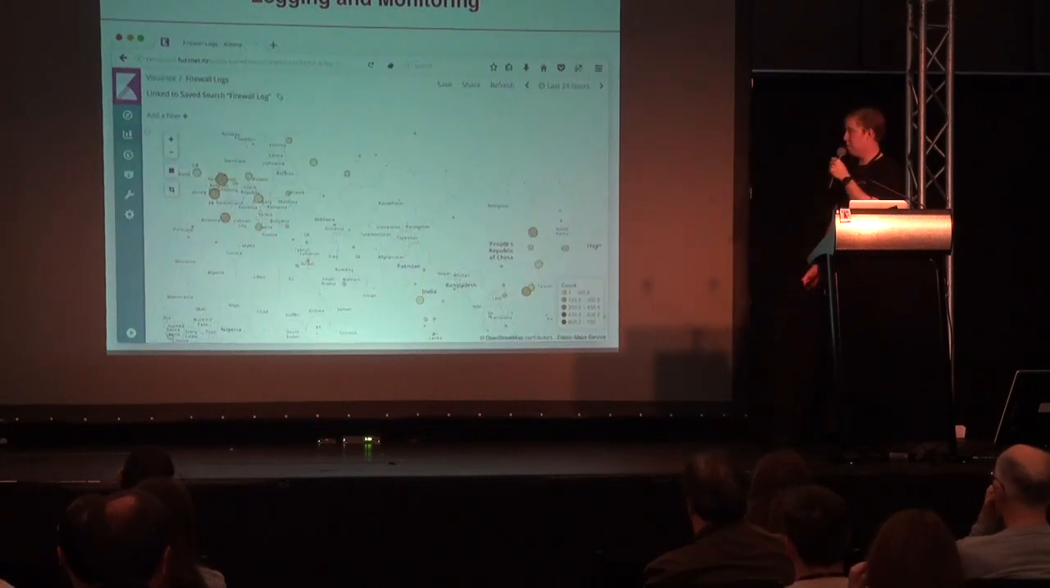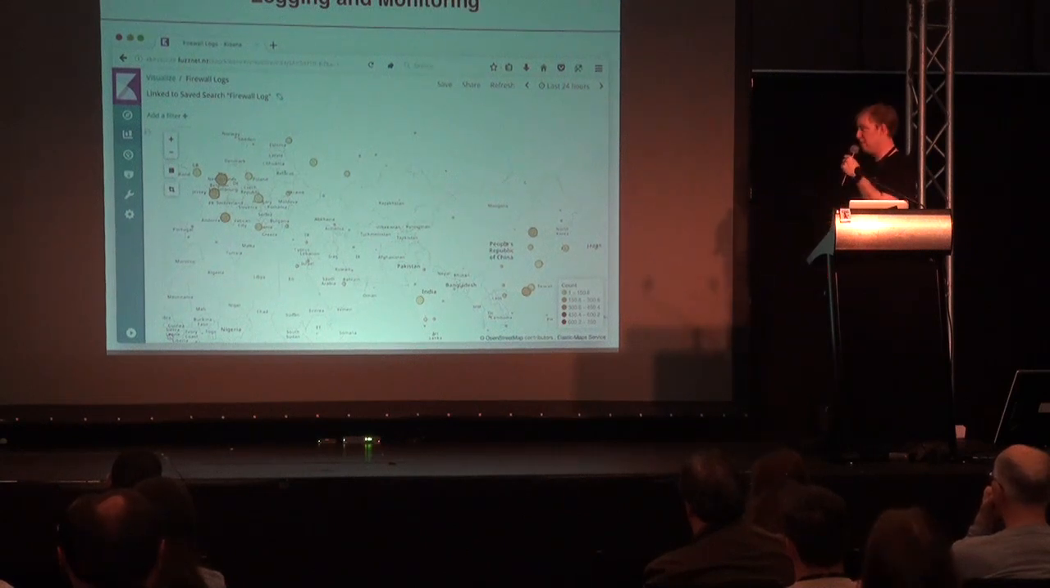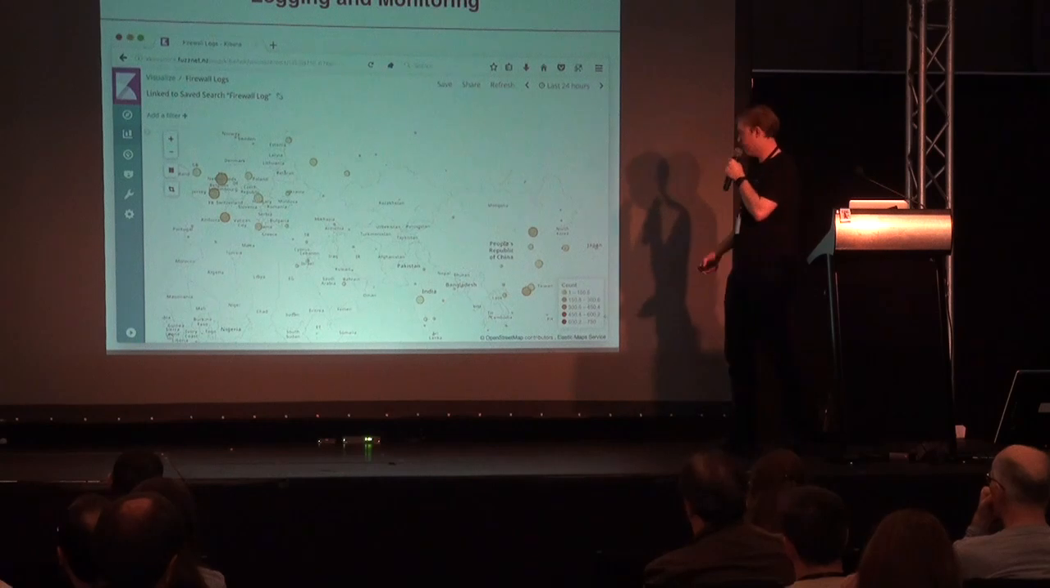We can also do the cool battle maps. So these are the packets that the firewall's been dropping. Not saying that it's China or Russia, but it's mostly them. Little bit of Germany, oddly enough.